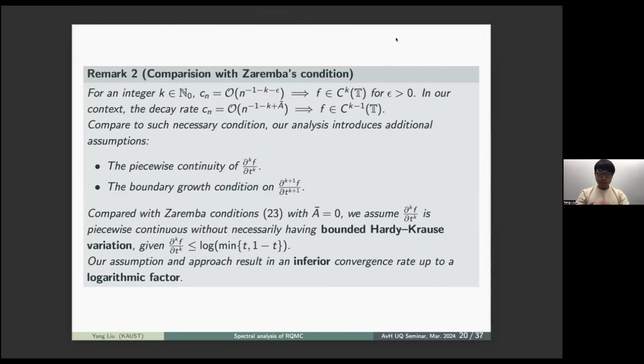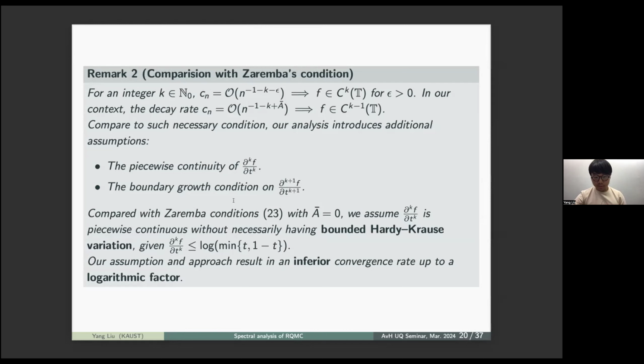If we compare this assumption with the Randomized condition, first we want to compare this with the necessary condition: if Cn has this decay, n to the minus 1 minus k minus epsilon, then it is necessary that f is in Ck of the torus T. So in our context, these two conditions are our additional assumptions: the piecewise continuity of the kth order derivative and the boundary growth condition on the k plus 1 derivative.